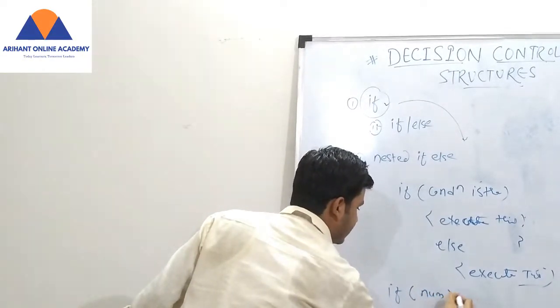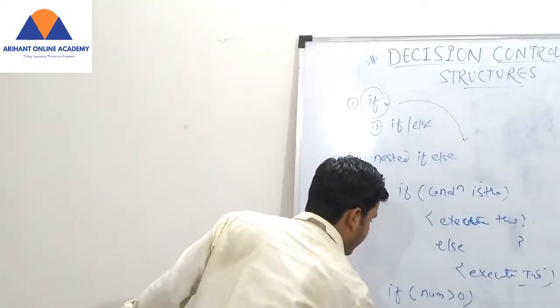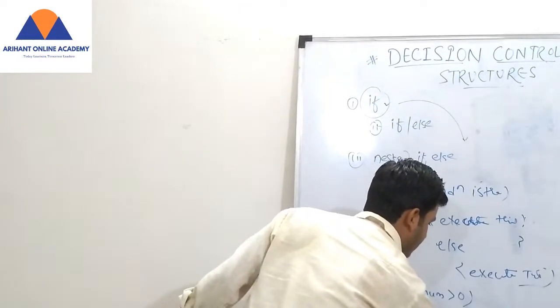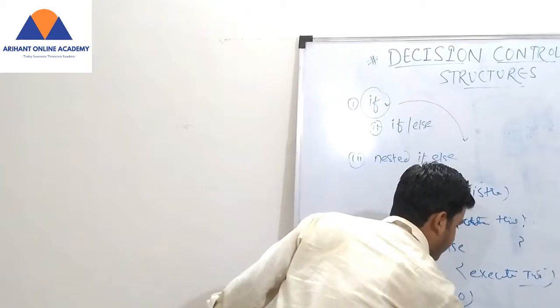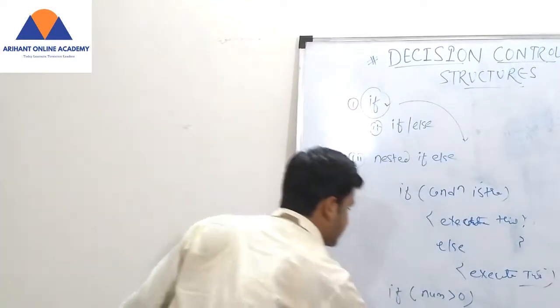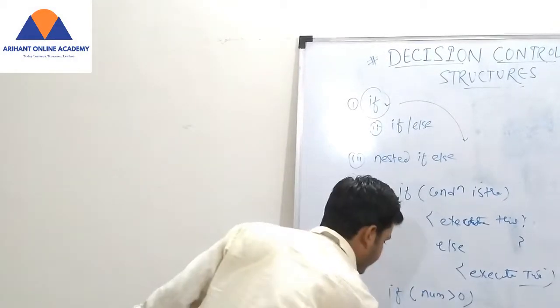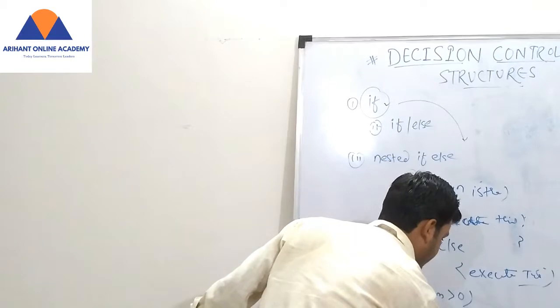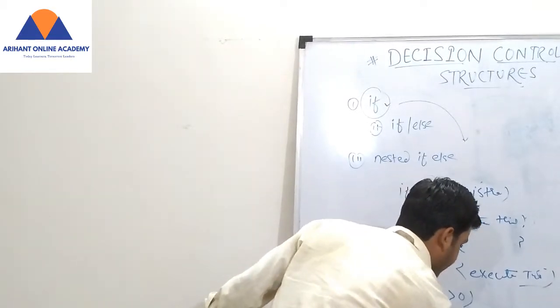For example, if number is greater than 0, printf it is a positive number. Else, if number is less than 0, printf it is a negative number.